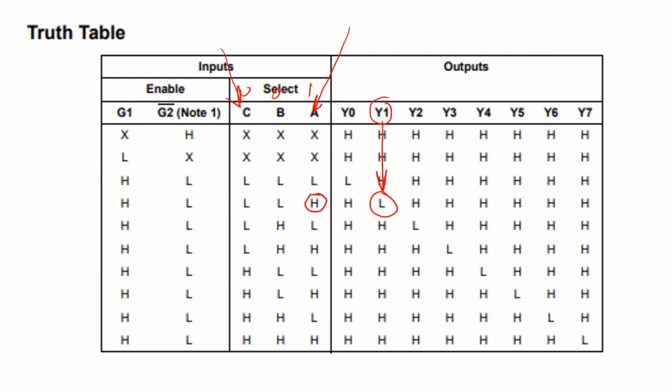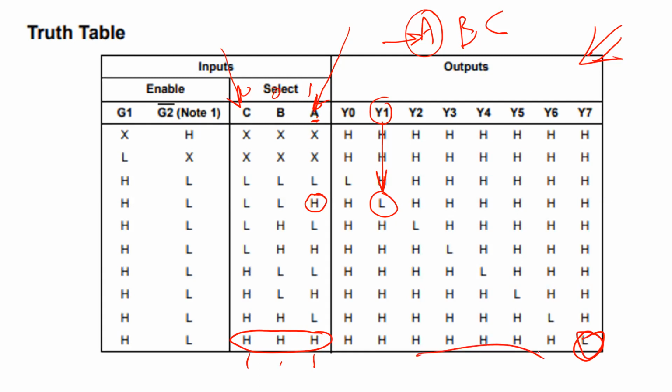Sometimes we do it the other way. Sometimes we say ABC, where A is the most significant. But the way it is done here, as you see, A is the least significant. So anyway, same thing here. If all of them are high, that means the number is 1 1 1, which is 7. So you can see Y7 is low, everyone else is high.